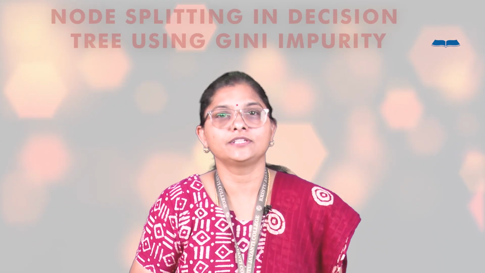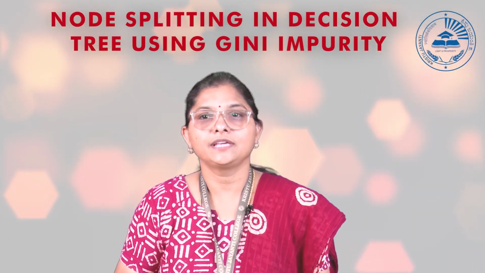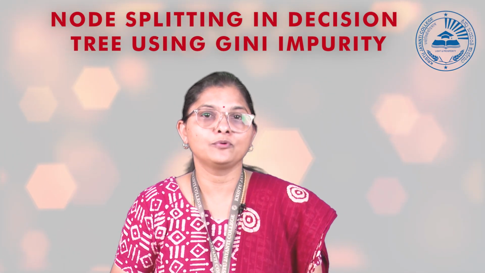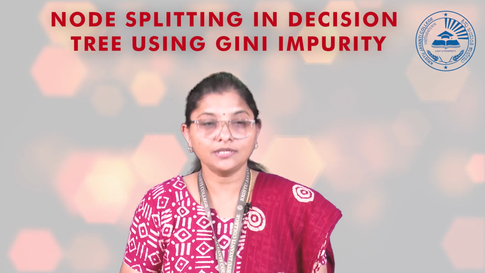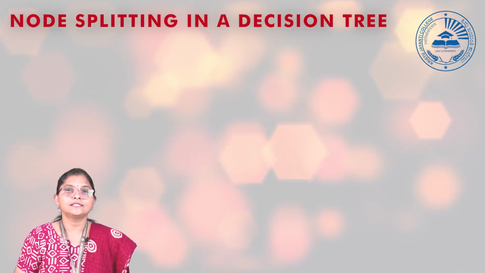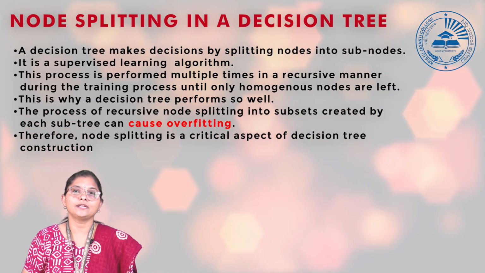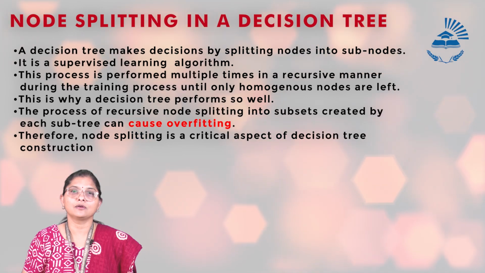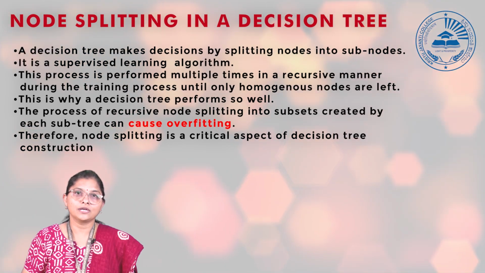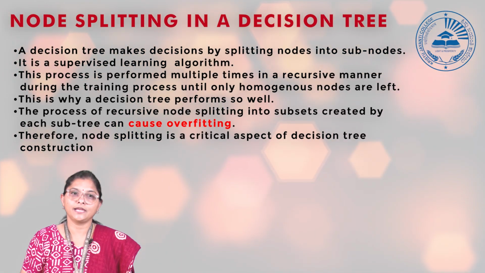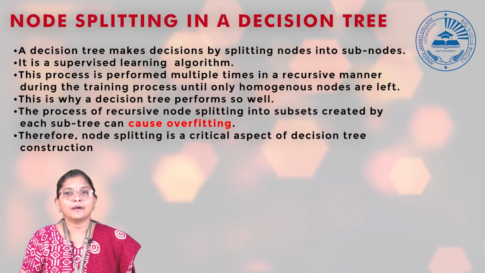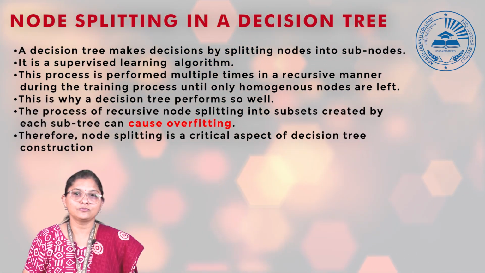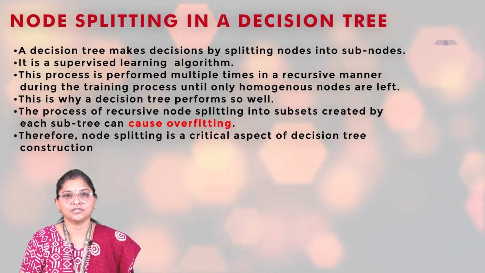In this discussion, we focus on how to split a decision tree for the classification problem with the Gini impurity measure, assuming a basic understanding of decision trees. As we know, the decision tree is one of the most widely used supervised learning algorithms. The goal of the algorithm is to create a model that predicts the value of a target variable by learning simple decision rules inferred from the data features.